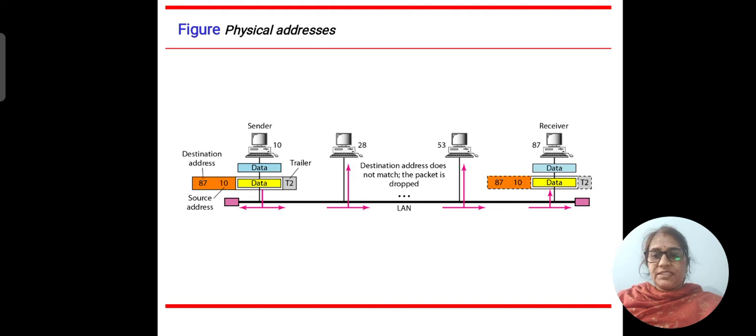First the source sends the address and it checks its destination address, that is 87. When it reaches other systems and checks its destination address, if no match happens, then that packet is dropped and it goes on. Then it reaches its destination address, that is our 87.